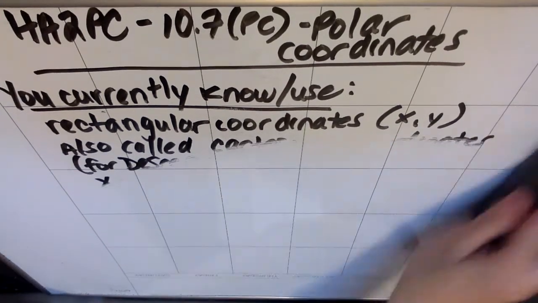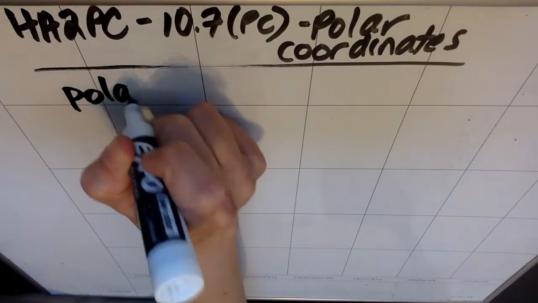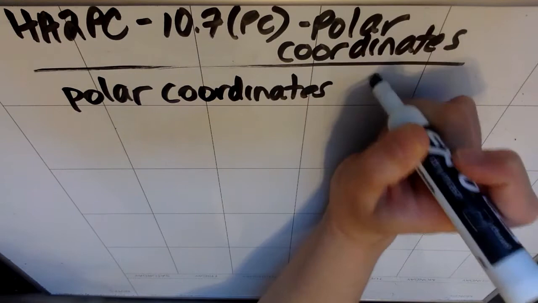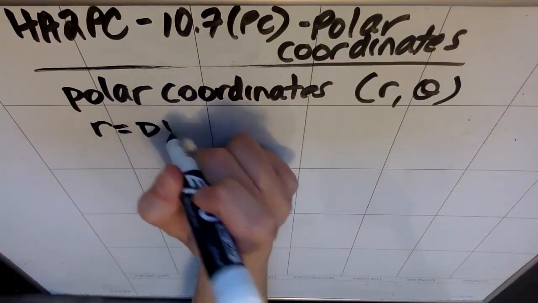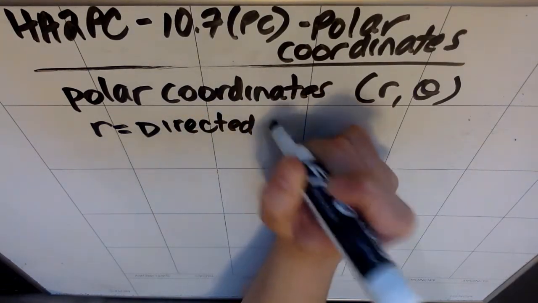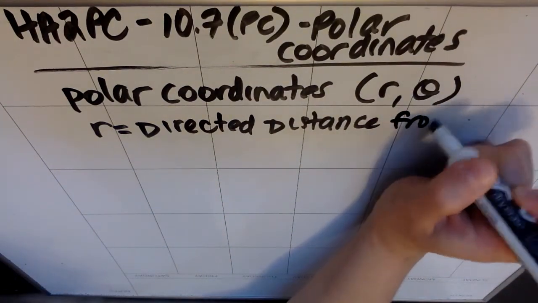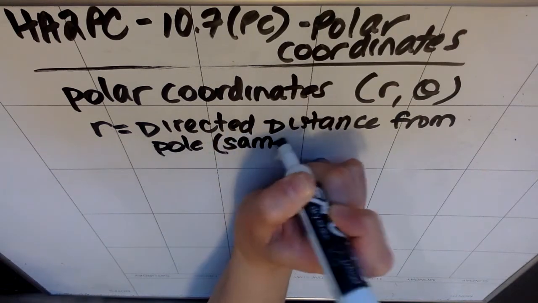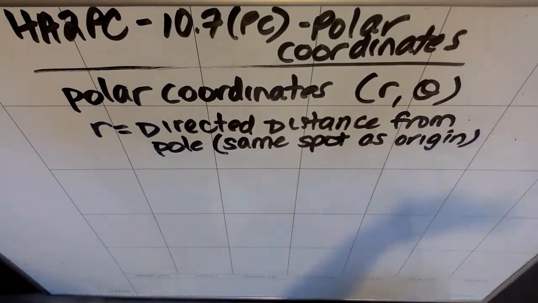Okay, so let's walk through polar coordinates. Instead of using a horizontal and a vertical distance, polar coordinates use r comma theta. Now let's talk about what r is. R is a directed distance, not horizontal or vertical, just directed distance from the pole. We just call it the pole, so it's the same spot as the origin.